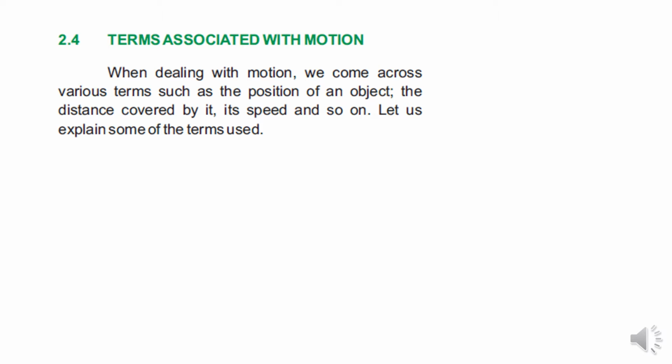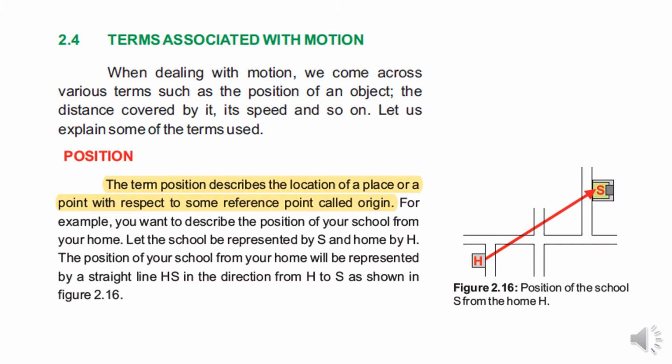Whenever we are talking about the motion of an object, there are certain terms such as what is the position of an object, how much distance the body has covered, what is the speed of the body, and so on. So let us explain some of the terms which are frequently used during motion. The first thing is position.